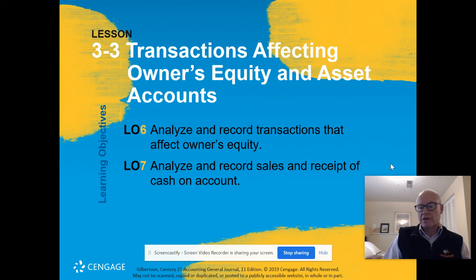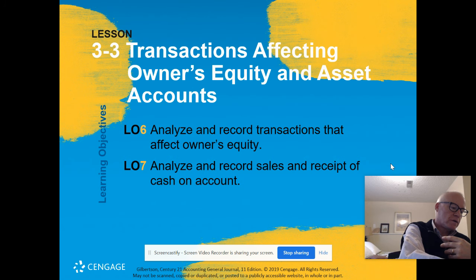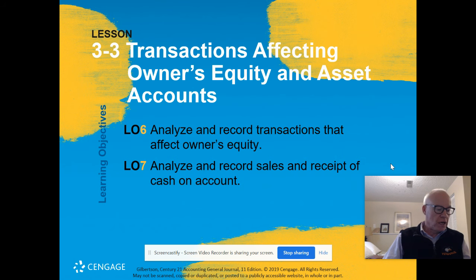We're going to analyze and record sales and receipt of cash on accounts. We're going to talk about cash sales. We're going to talk about selling stuff on account, and we're going to talk about receiving cash on account for payment. So we step back and think about those three questions: which accounts are affected, are they increased or decreased, are they debited or credited? And we're going to go through the 4-step process of what's the date, what's the debit, what's the credit, what's the source document as we enter these things in.